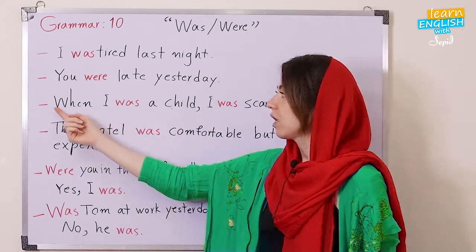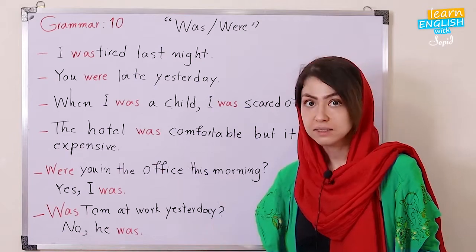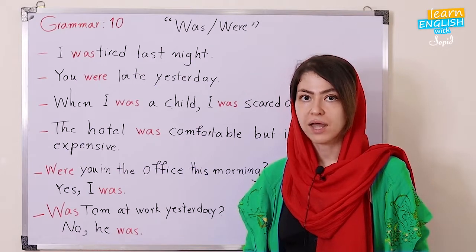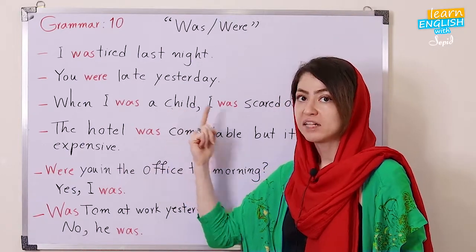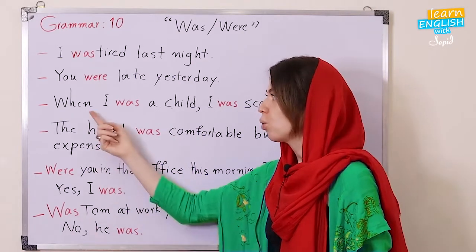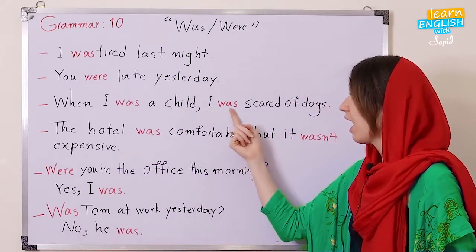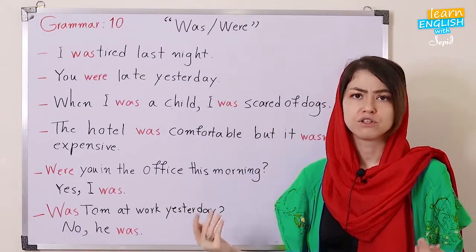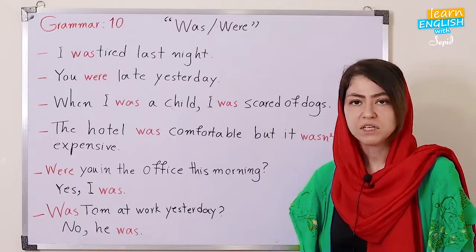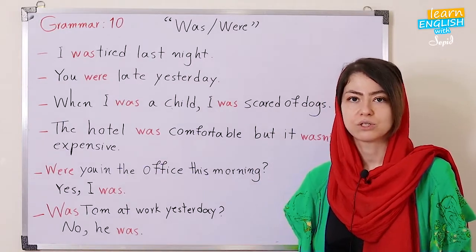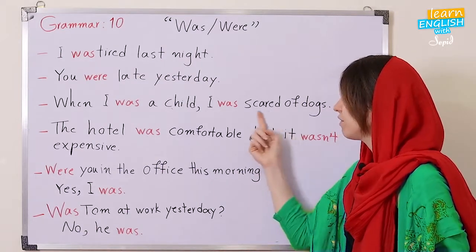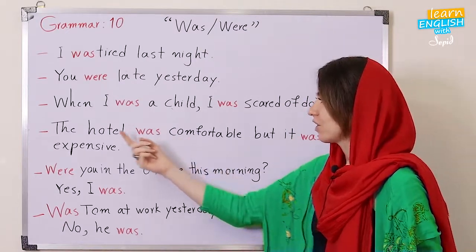Pay attention to that. When I was a child, but now I'm fully grown, okay? So I'm talking about my childhood. So I cannot say when I am a child because I'm not a child now. So when I was a child, I was scared of dogs. It means now I'm not scared of dogs. But when I was a child, I was scared of dogs. Scared, okay? So let's go.